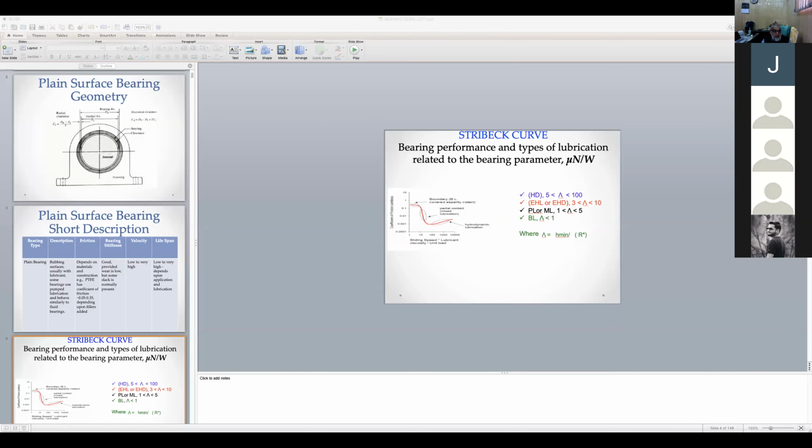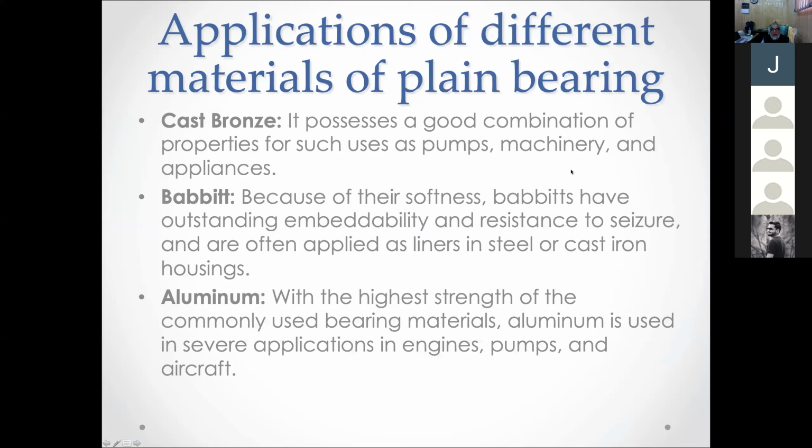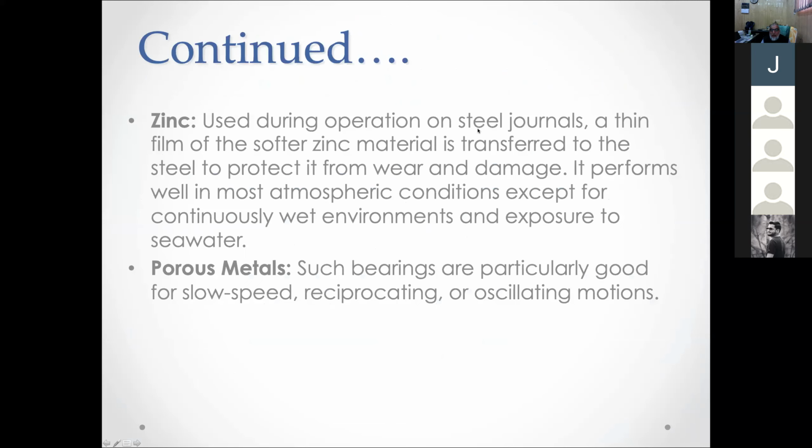The materials which are used for bearings and their properties. Now, application of bearing materials of plain bearings. So this I have covered. Now, zinc you can see used during operation of steel.